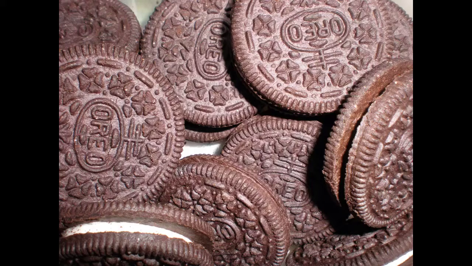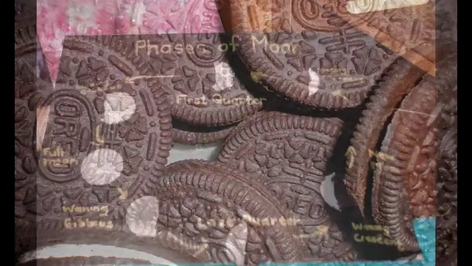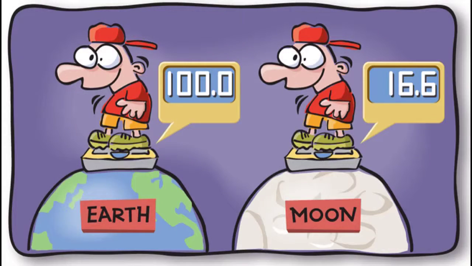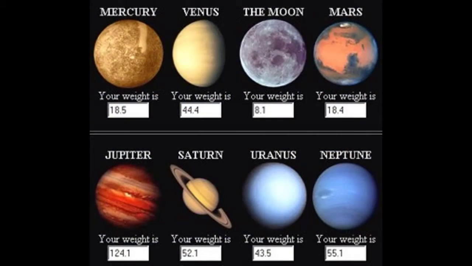My students will have an opportunity for hands-on learning. They will be using Oreo cookies to place them in the correct order of the lunar cycle. Students will learn how to compute their weight on the moon versus the Earth. Students will also be able to compute their classmates' weight on other planets using their iPads.